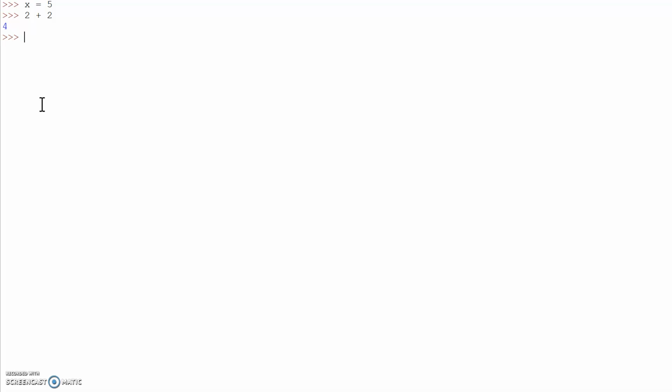Same with the subtraction. 4 minus 5 is negative 1. We'll do 5 minus 4 just to make it easier. Yes, Python can also do negatives. Negative 4 plus negative 3 is negative 7. So we covered the plus operator and the subtraction operator, the addition and subtraction.